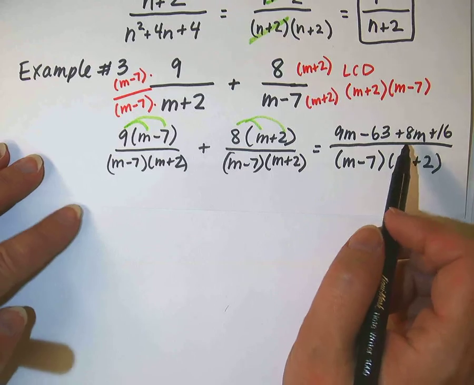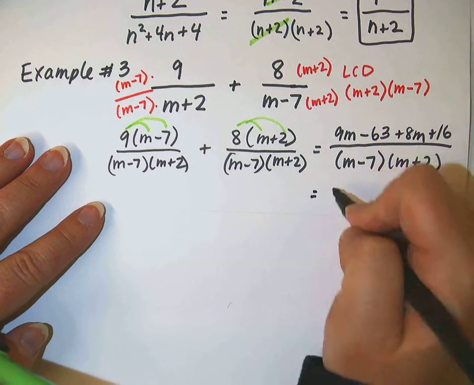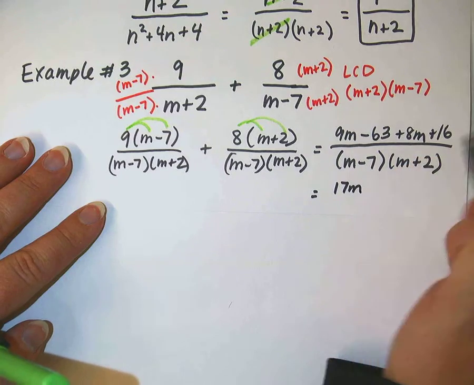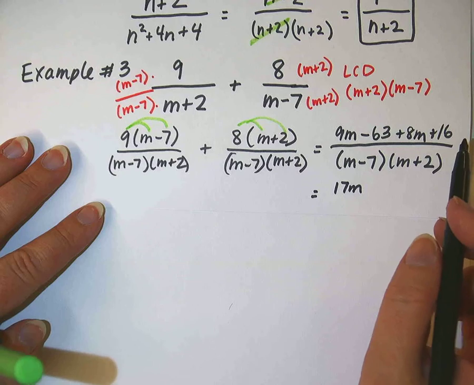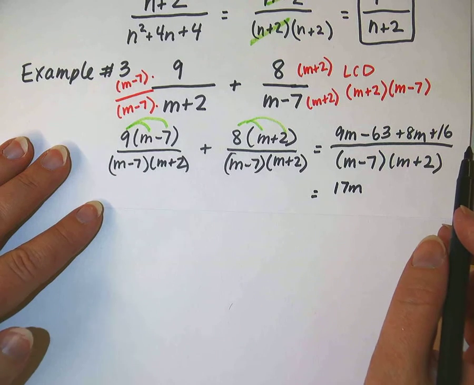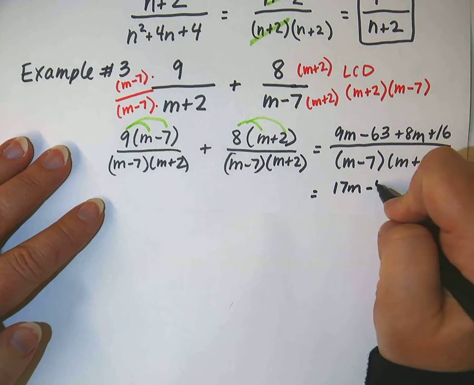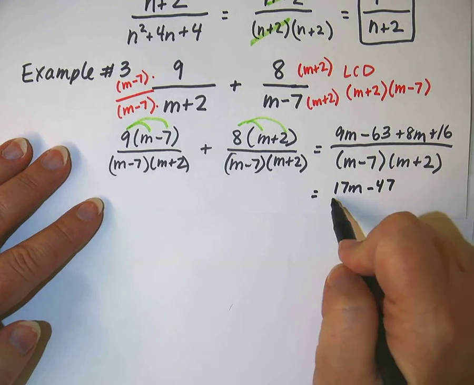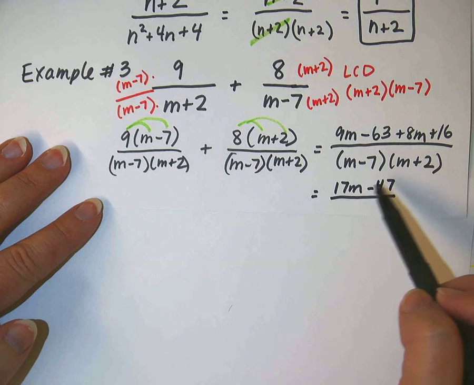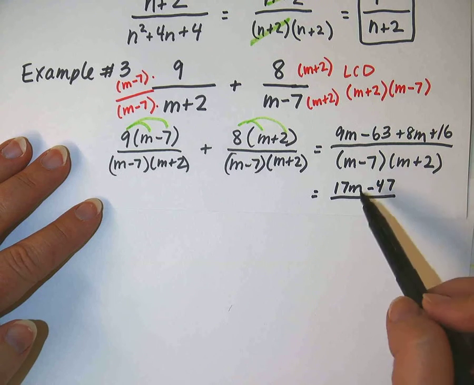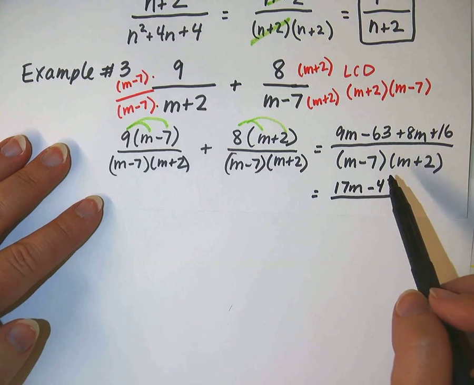9m and 8m, which is 17m. And then negative 63 and positive 16. Negative 47. Now, are we going to be able to simplify that with either of these factors? No. So this cannot be simplified with either of those factors.